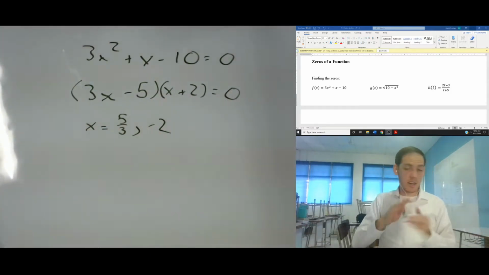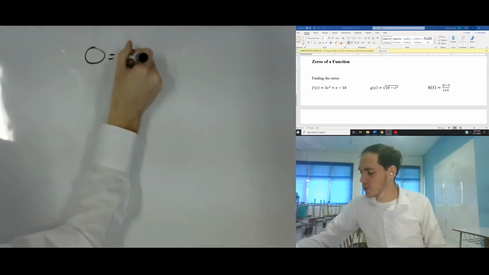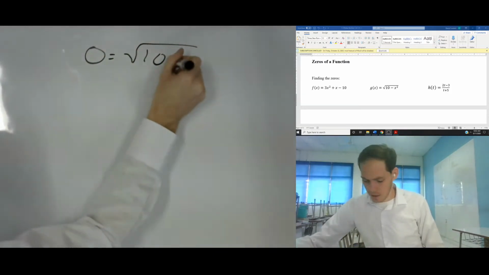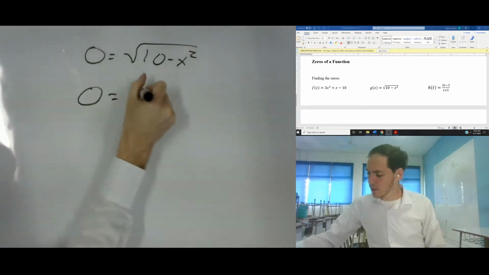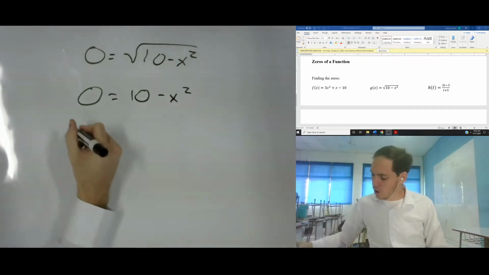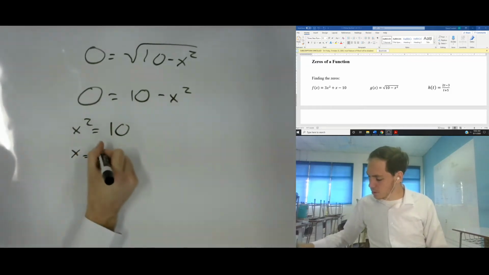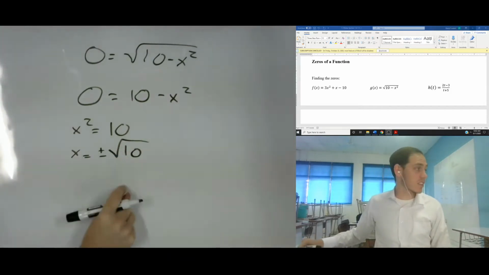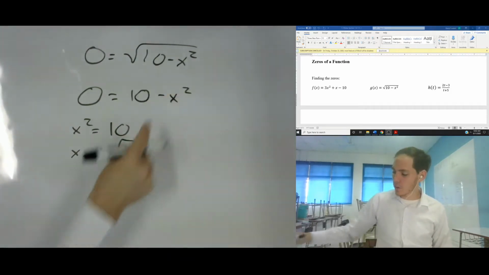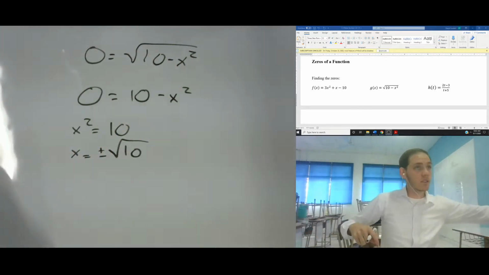Okay, and then if we have a square root, the function still works. It's just you have to understand. So we get 0 equals the square root of 10 minus x squared. We square both sides, so we get 0 equals 10 minus x squared, or x squared equals 10. X equals plus or minus the square root of 10. Okay, so that's our two zeros right there. If you plug them back in, that works. Square root of 10 squared is 10. 10 minus 10 is 0.